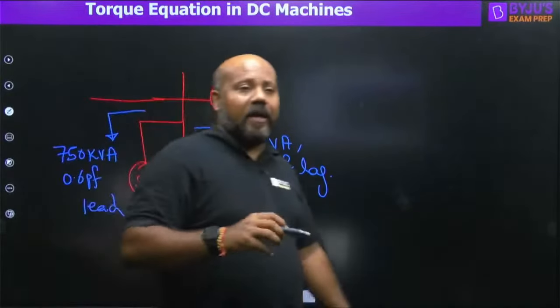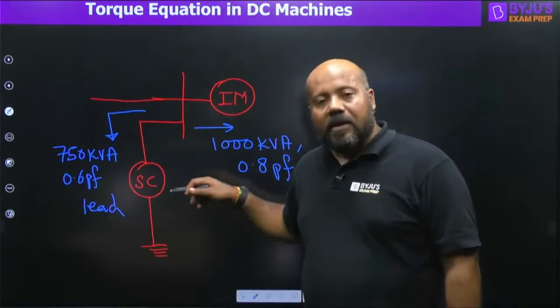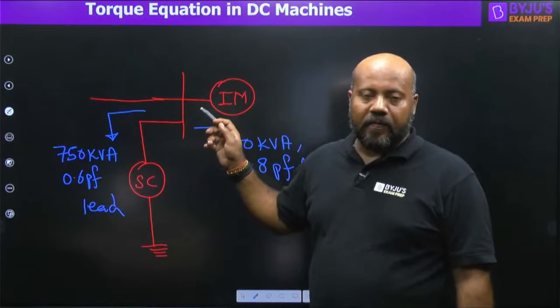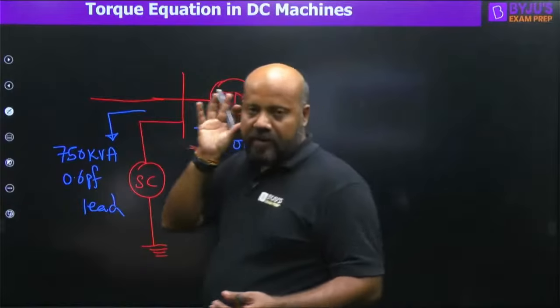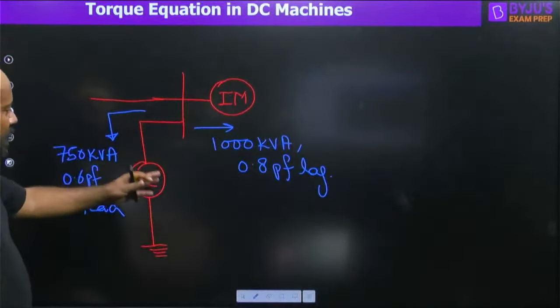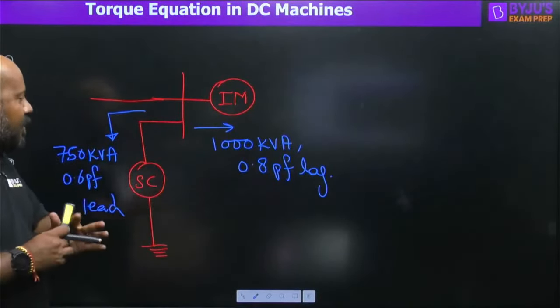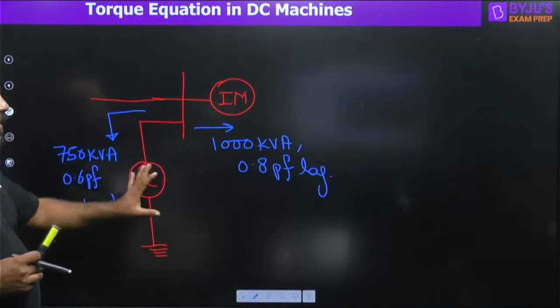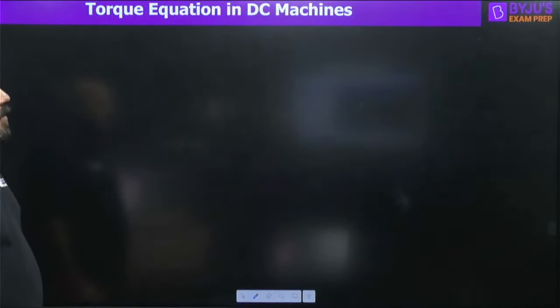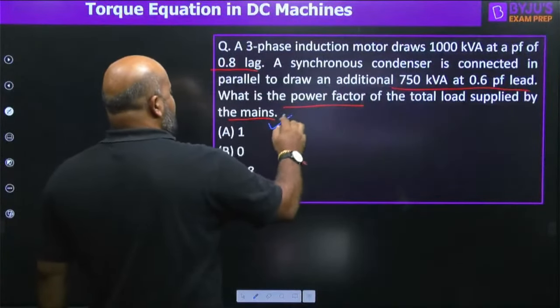The same information I can represent as this much power he is giving to the system, that is at 0.6 power factor lag. Are you getting that or not? Is it clear? Actually, this synchronous condenser is supplying lagging reactive power to the system. So either you can say it is supplying lagging reactive power to the system, or you can say it is taking leading reactive power from the system. That is the same thing. Now what he is asking in the question is, what is the power factor of the total load supplied by the mains?